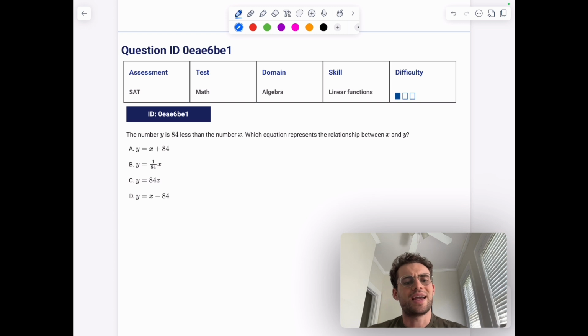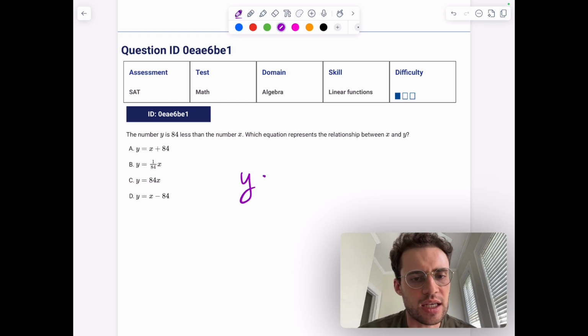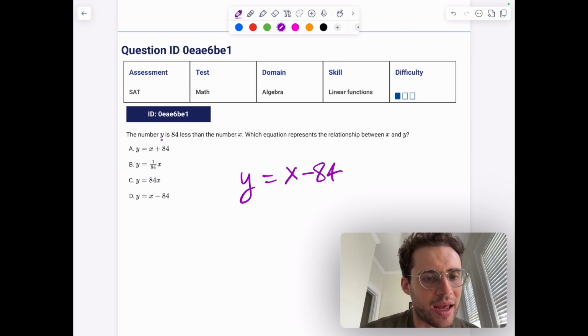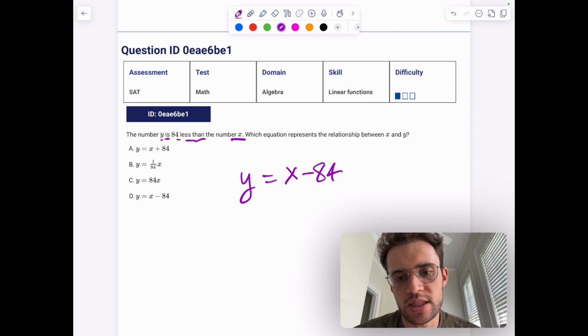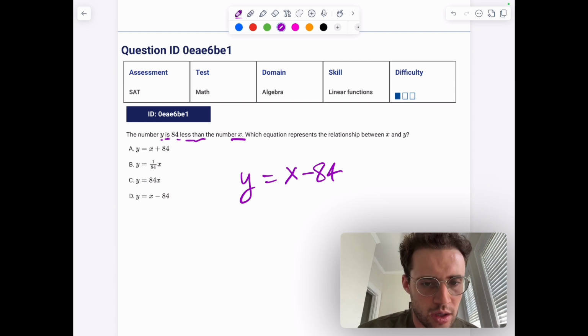The number y is 84 less than the number x. Okay, so y is equal to 84 less, so you're subtracting 84 from x. Think of "is" as equals, and "84 less than" means subtracting 84 from the number x. Which equation represents this relationship between x and y? Okay, we have y equals x minus 84, which is D.